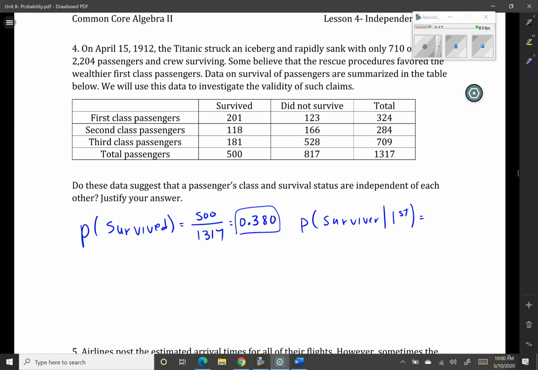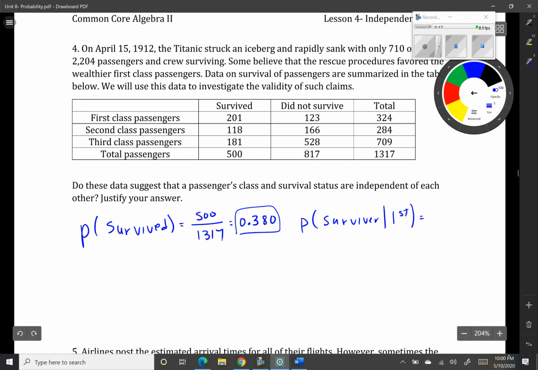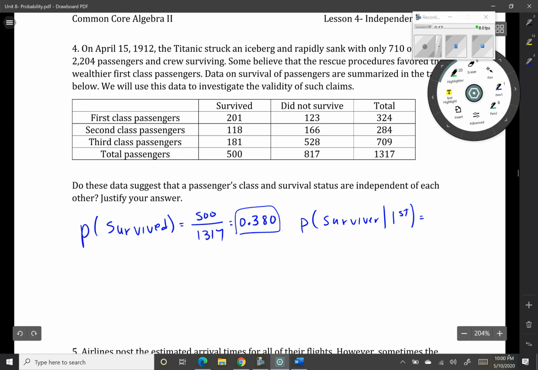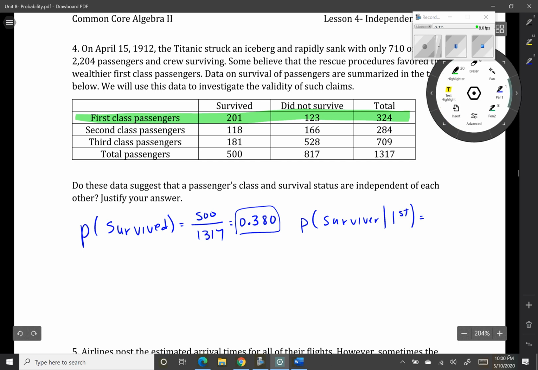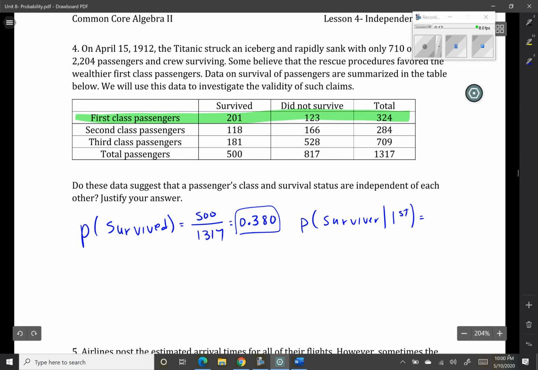Now let's take a look at the survivors given the fact that they are a first class passenger. So if we're looking at just first class passengers, we only care about this first row. So we're saying, okay, there are 324 first class passengers. And of those first class passengers, 201 survived. So if I do 201 divided by 324, that gives me the decimal 0.620.